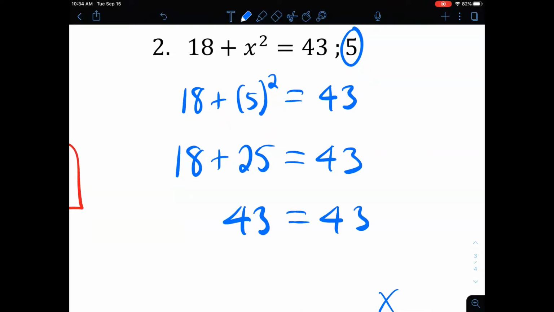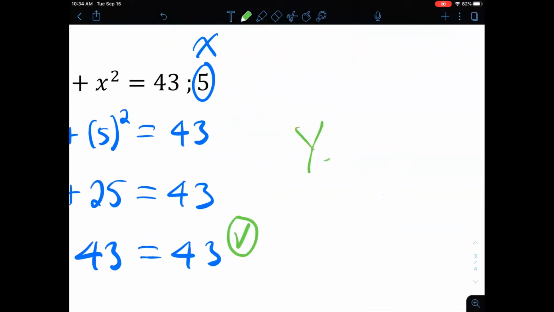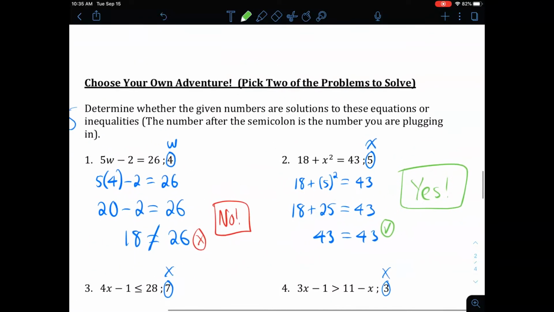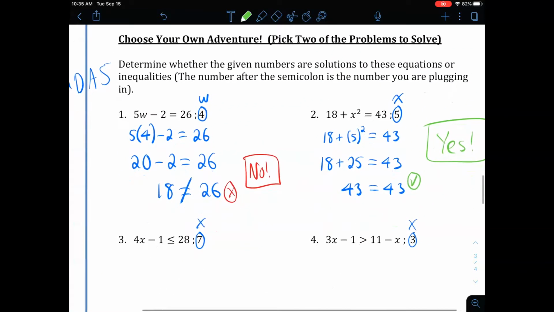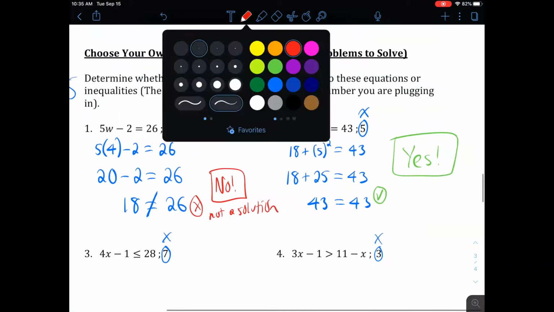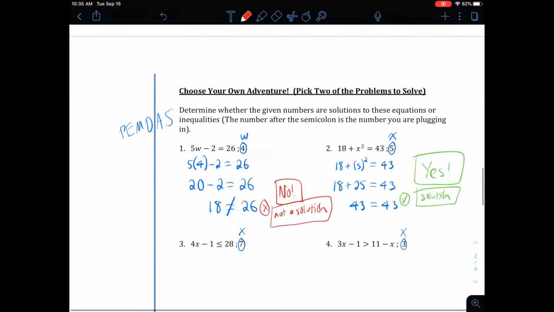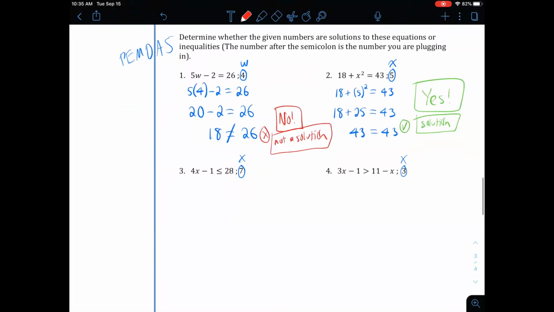Now, does 43 equal 43? It does. So this is going to be a yes. Yes, it is a solution. Or yeah, we probably should be writing over here. Might be a better thing is to write not a solution and solution. Actually, if you're watching this video, probably don't just write yes or no, write solution or not a solution, okay? Because that's kind of what it's asking. It's not just asking you to say yes or no. Because I want you to know what this means, okay? All right, last 2 examples.